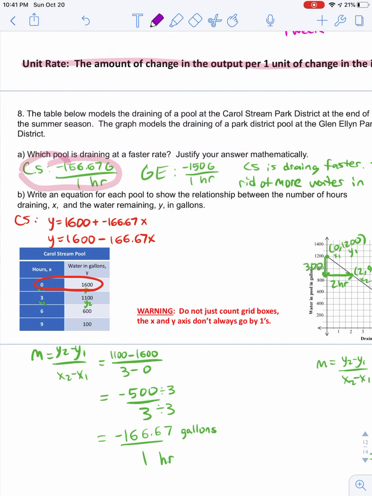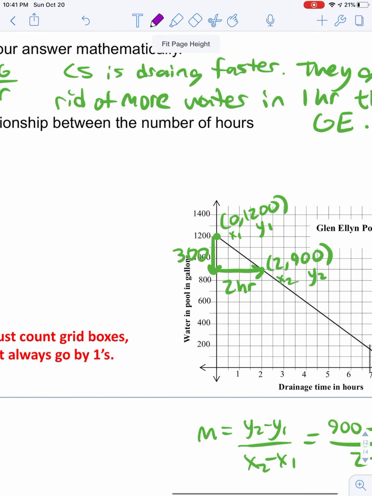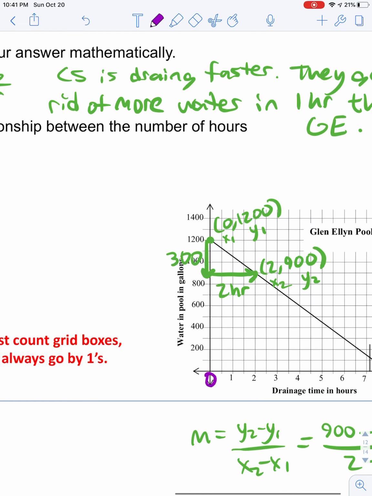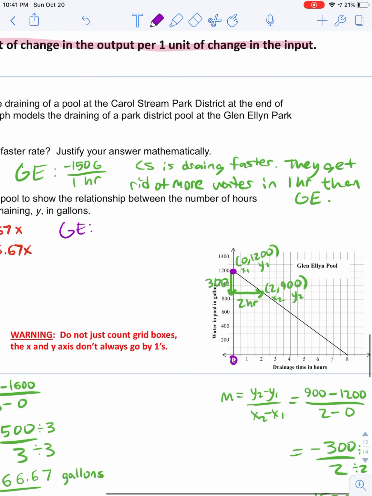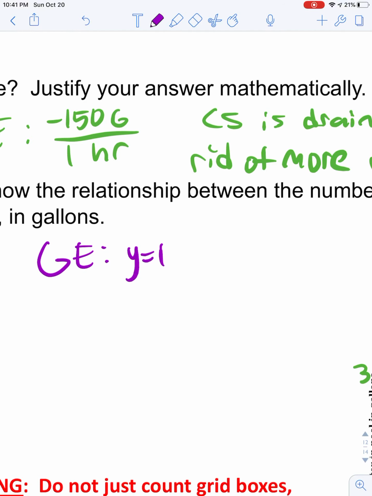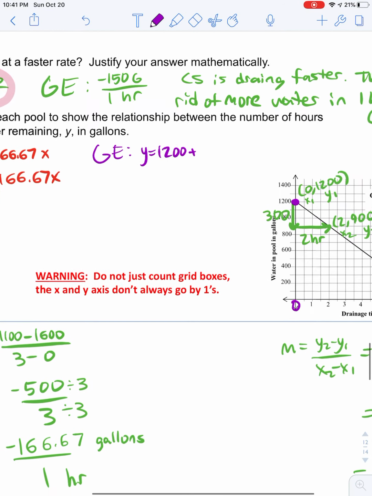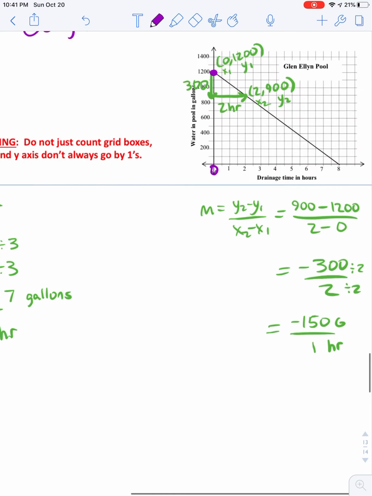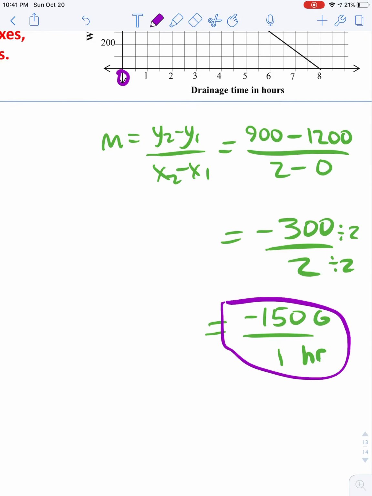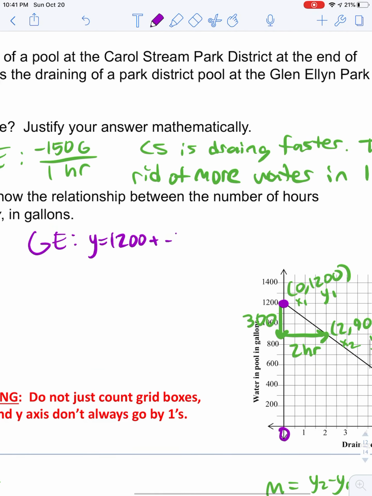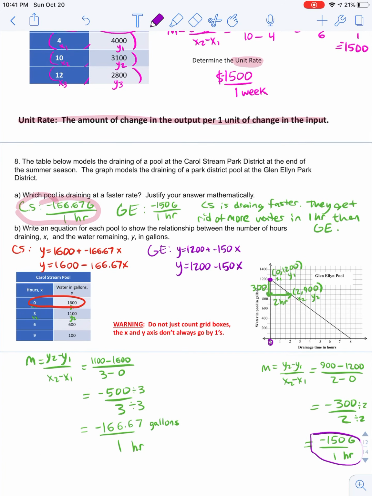And then for Glen Ellen, we're starting at the beginning of draining at 0 hours. We're starting with 1,200 gallons of water. So our starting amount is 1,200, and our change is slope, or rate of change, negative 150 per hour. So minus 150 per x. And we'll write that out as 1,200 minus 150x. And that is the rest of that problem, and that's the end of these notes.